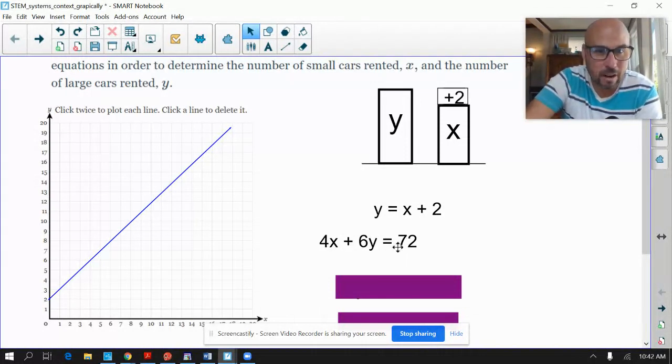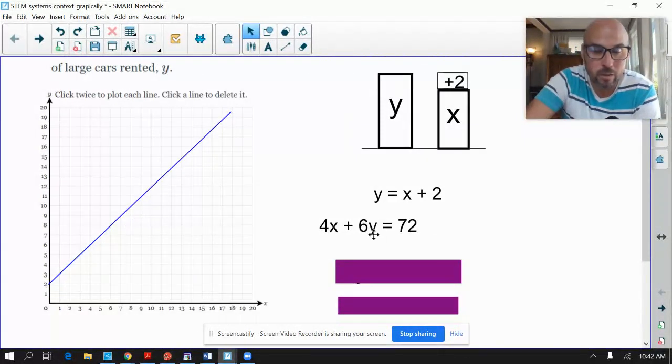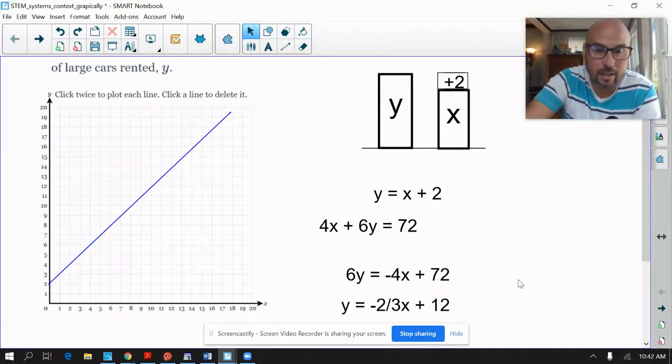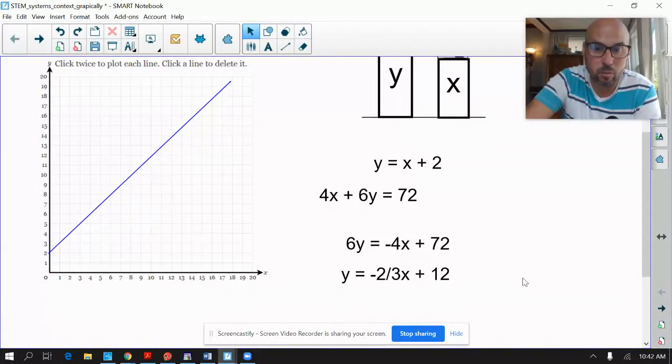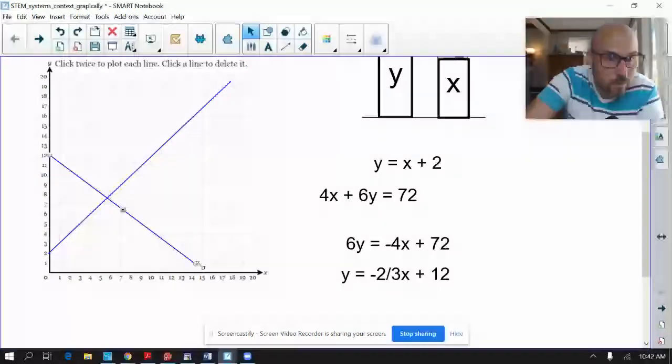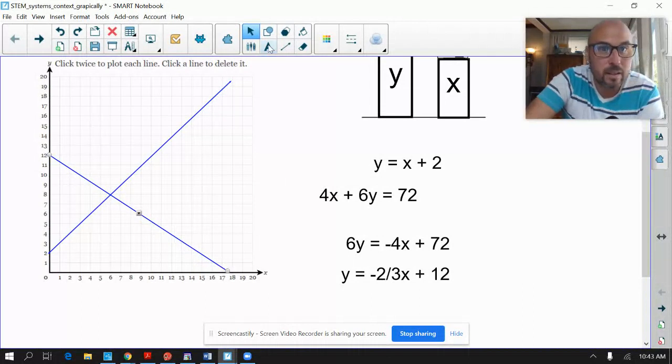And this is hard to graph right away. So we're going to solve for y, which means I would subtract 4x and I would divide by 6, and I get -2/3 x plus 12. So I get to graph again. My y-intercept is 12 and my slope is -2/3. So I go down 2 over 3, and then extend that line. Let's see here. And there it is.